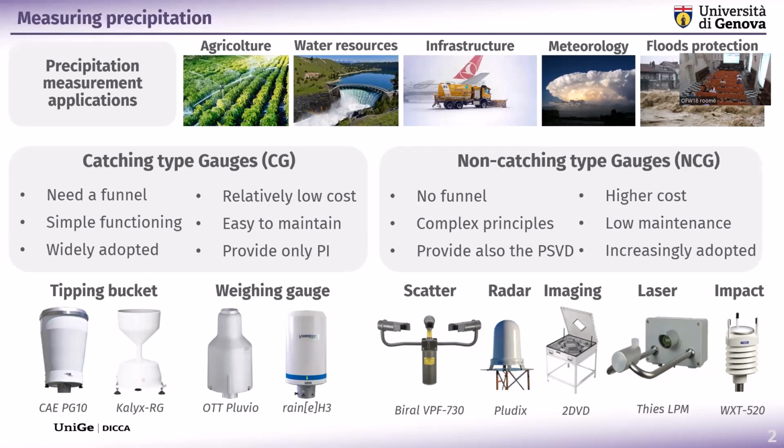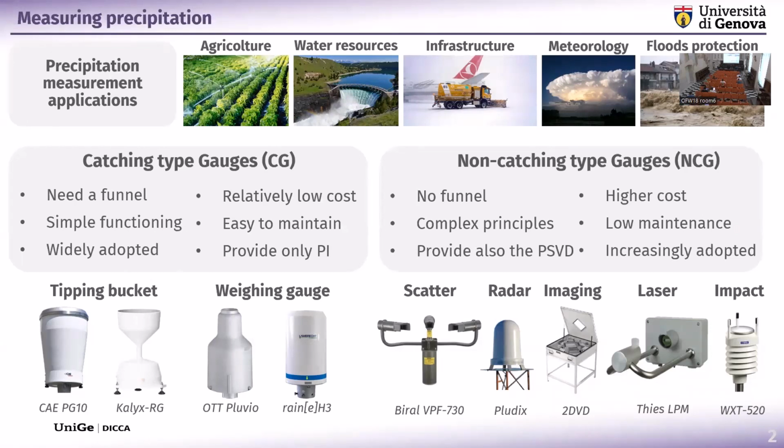Those can be divided into two major categories. The first one is catching type gauges that use a funnel to collect incoming hydrometeors, be it rainfall or snowfall. They are relatively low cost since they use a very simple functioning principle. They are therefore also easy to maintain, and this made them widely adopted by national weather services. However, they only provide the precipitation intensity.